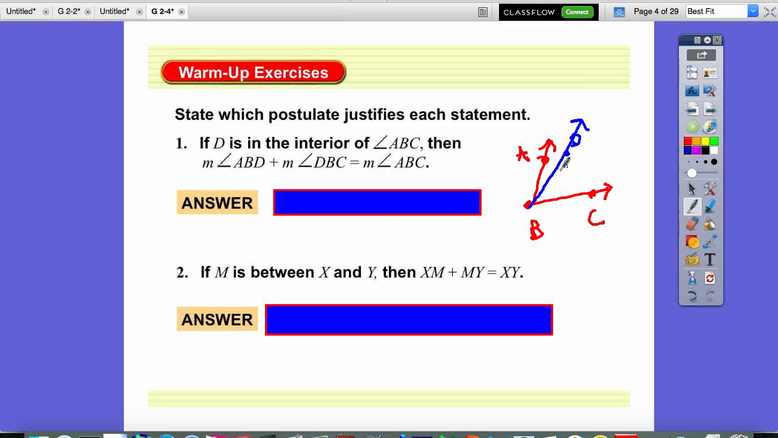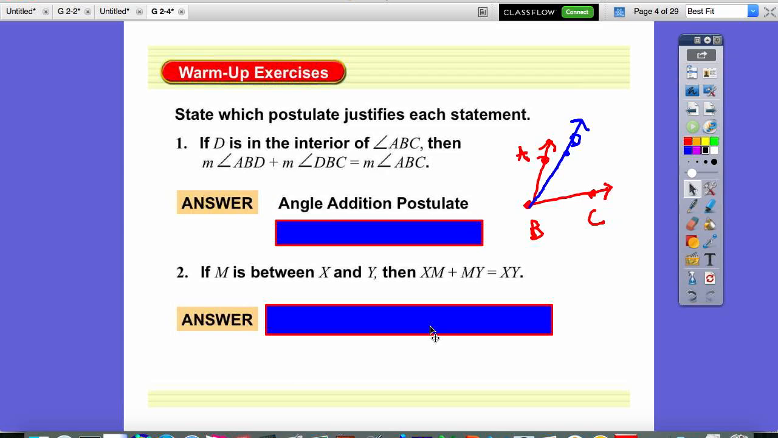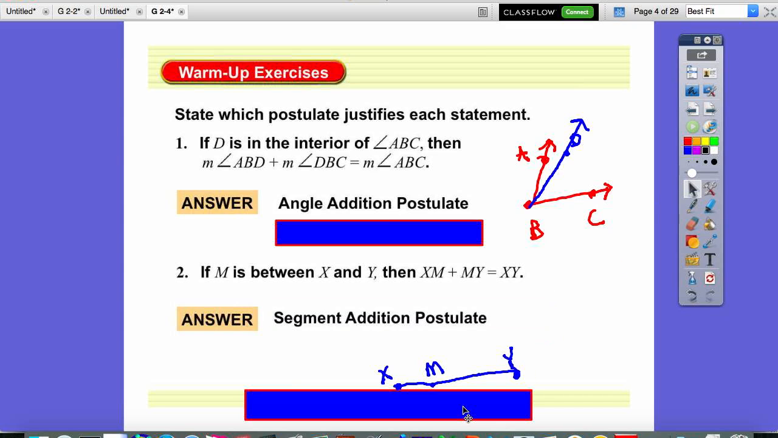going to create an angle bisector, but we know the measure of angle ABD plus the measure of angle DBC is going to be equal to the measure of the total by the angle addition postulate. Same thing with points. If M is somewhere between X and Y, then we know that XM plus MY is going to equal our total XY, and that's the segment addition postulate.